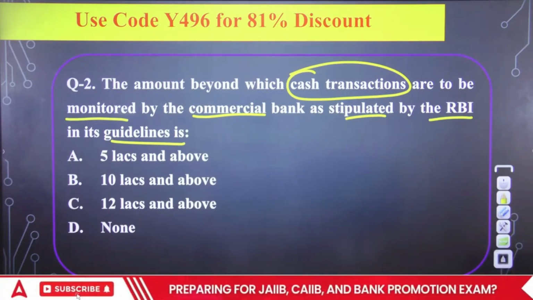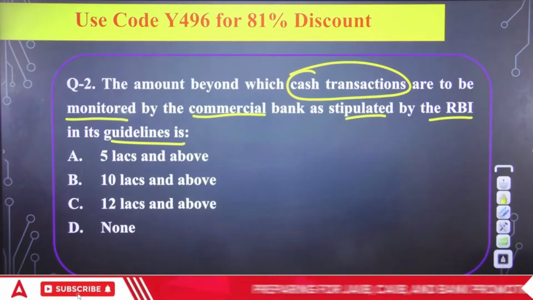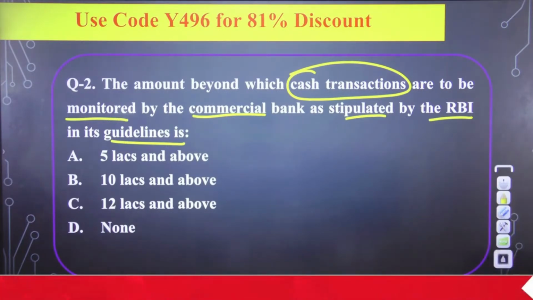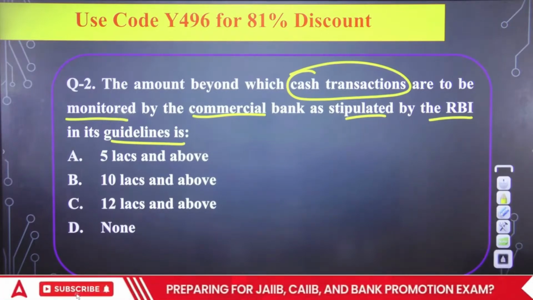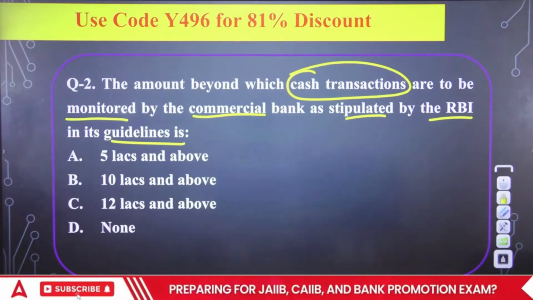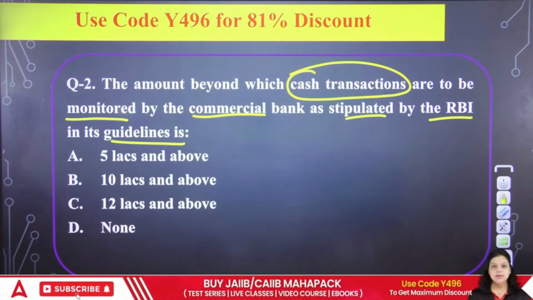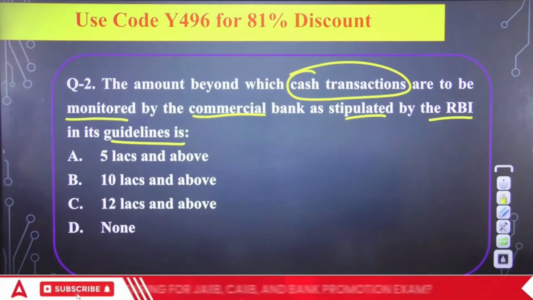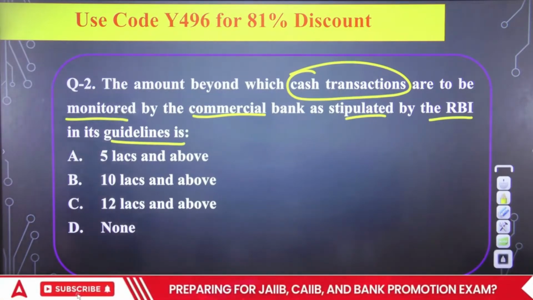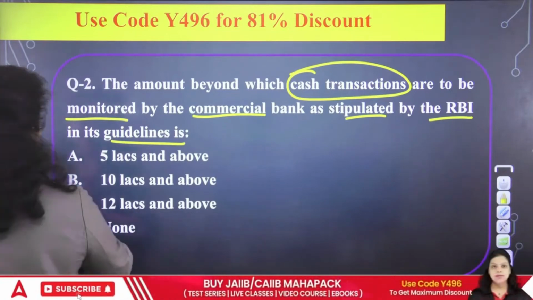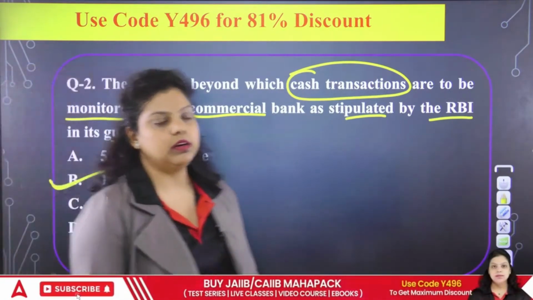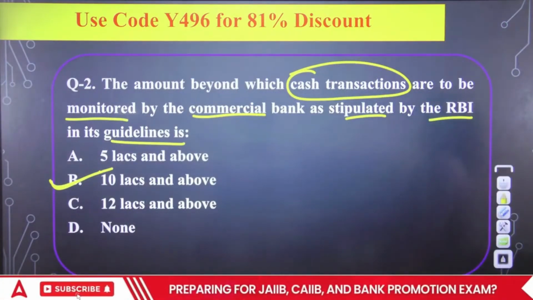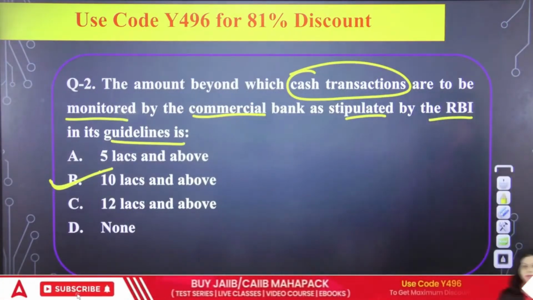Now what is FIUIND? Financial Intelligence Unit India. That is Financial Intelligence Unit India we are talking about. So in case of transactions regarding the money, funds, if you are doing the cash transaction, that should be 10 lakh. Similarly, in the cash transactions, 10 lakhs and above transactions should be monitored by the commercial banks as per the RBI's guidelines. Okay, so the right answer will be 10 lakh and above.